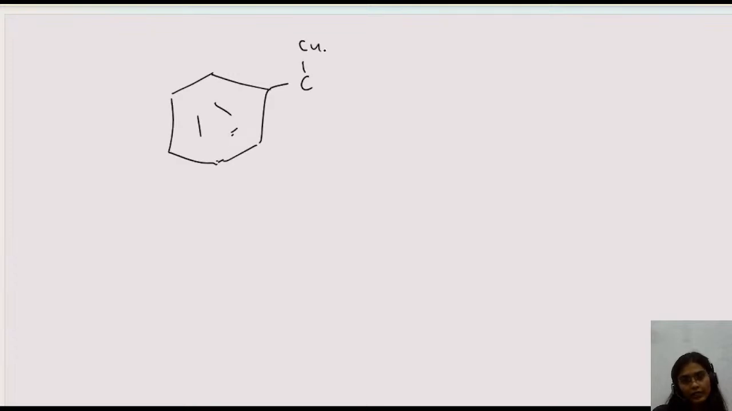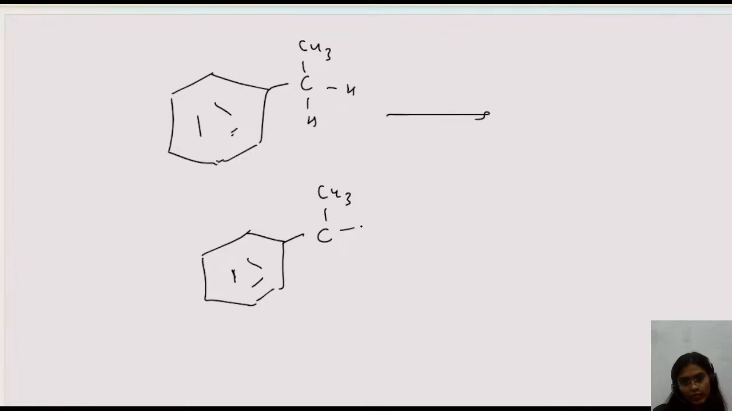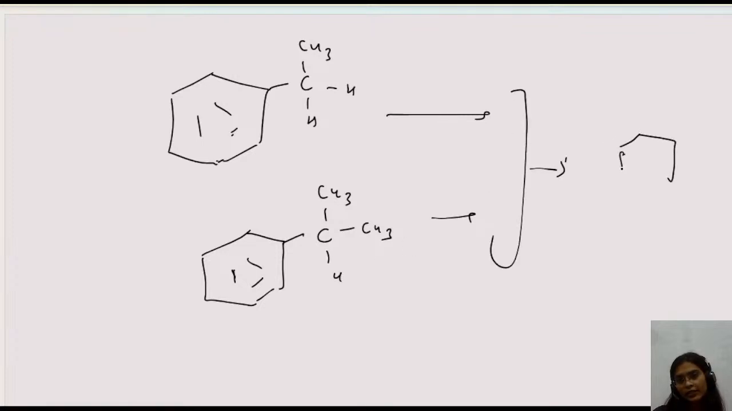For example, this is a benzene, and this is a carbon connected with CH3 and hydrogen. The important part is that this carbon has to have hydrogen. Let me use one more: CH3, CH3 and hydrogen. In both cases, the same reagent you have to use, and at the end we end up with benzoic acid.